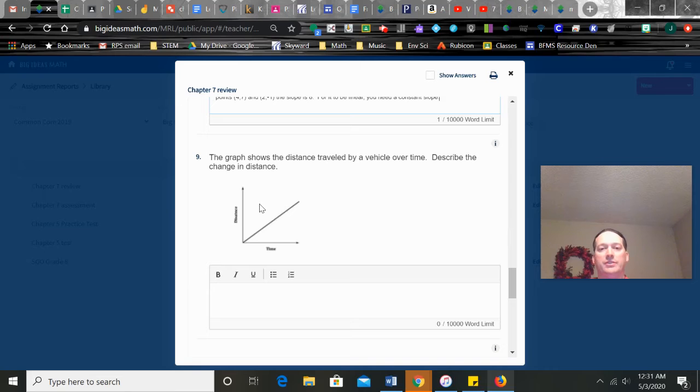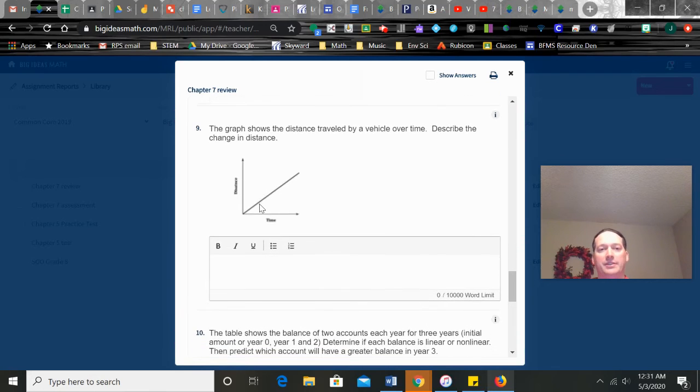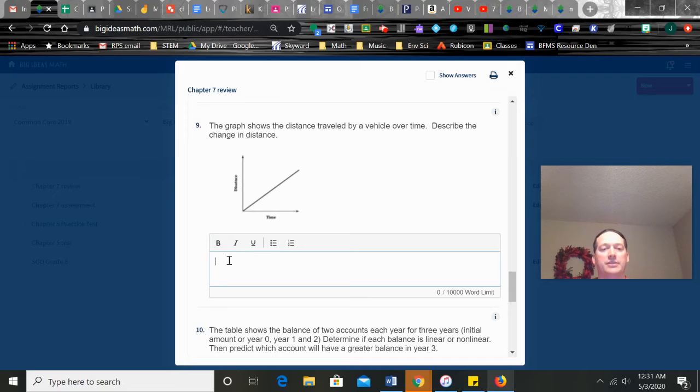The graph shows the distance traveled by a vehicle over time. Describe the change in distance. A lot of you, when I was looking at your work, did not give a full explanation for this. It's not overly complicated. You just have to give a couple of specific terms, such as consistent increase, consistent decrease, increases faster, increase slows down, then changes direction and decreases at a faster rate, increases at a faster rate. These are the terms you need to have based off of what you say.